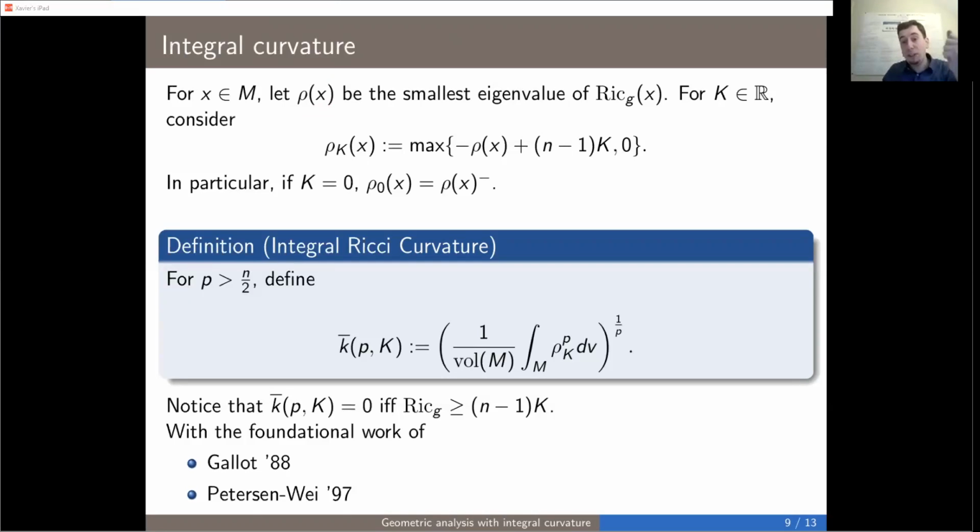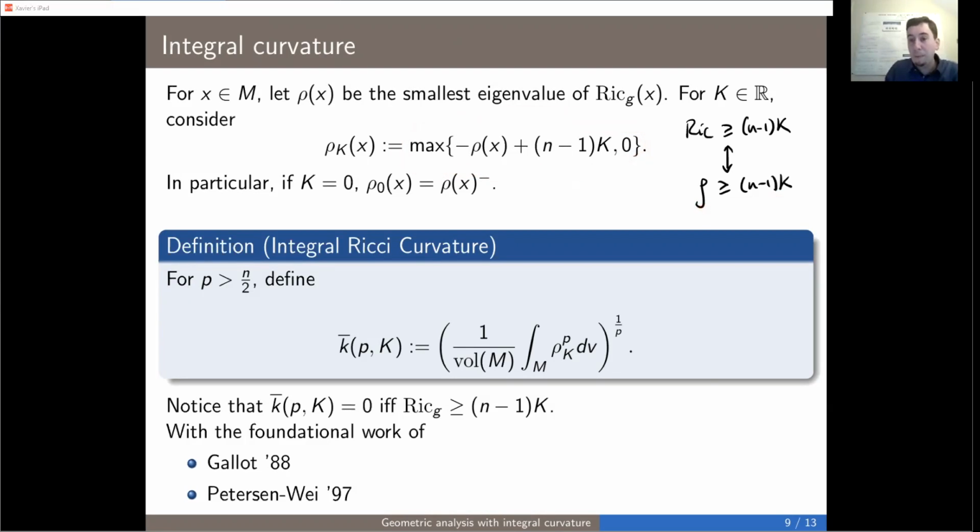Now for a given constant k, we're going to define the following function, rho sub k, which is defined like this. And what is this? This function measures by how much this inequality is failing. I mean, saying that Ricci is bigger or equal than n-1 k is the same as saying that the lowest eigenvalue rho is bigger or equal than n-1 k. And so what this quantity measures is exactly by how much this is failing.